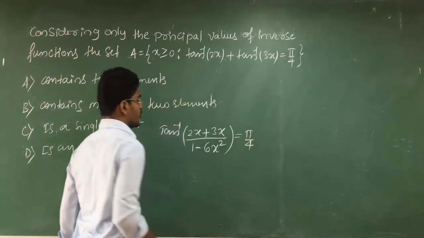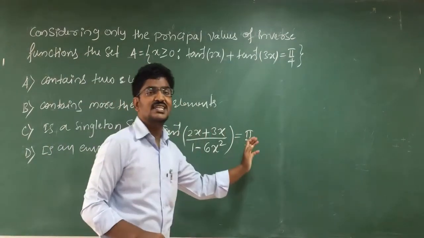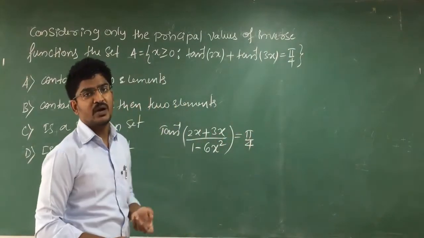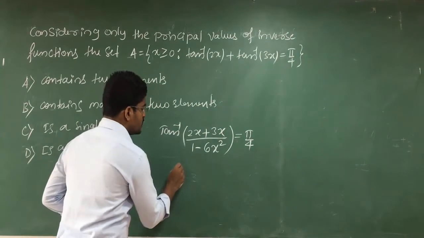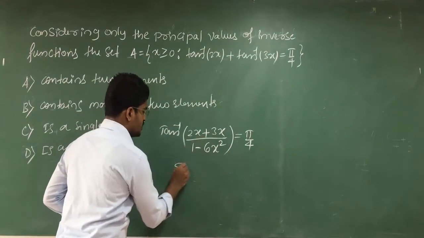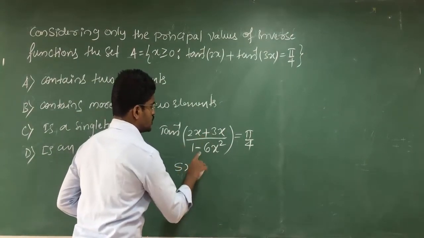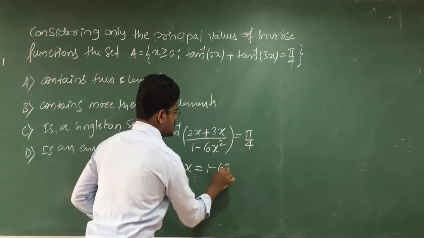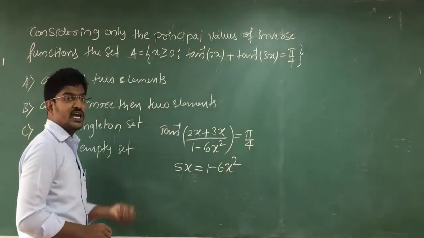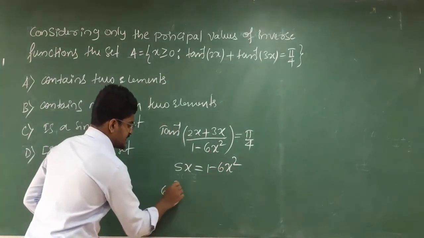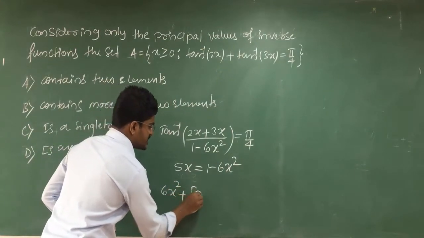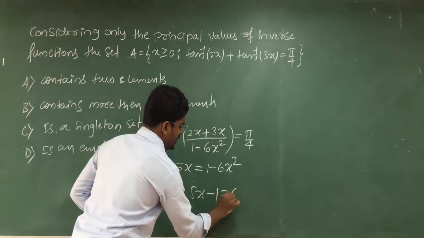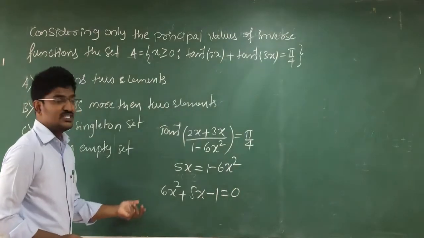Pi by 4. So if I take tan inverse on that side, it will be tan pi by 4. Tan pi by 4 is 1, no problem. So that is 2x plus 3x is 5x. This is equal to, if I simplify this, 1 minus 6x square. So again, if I take, it will be 6x square plus 5x minus 1 equal to 0. This is an algebraic equation.